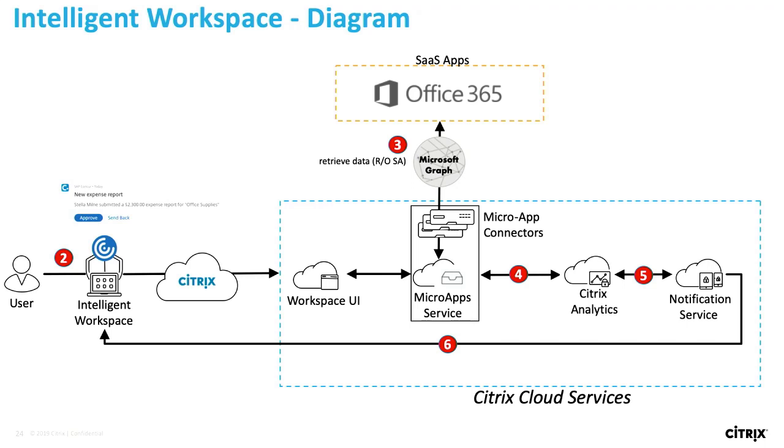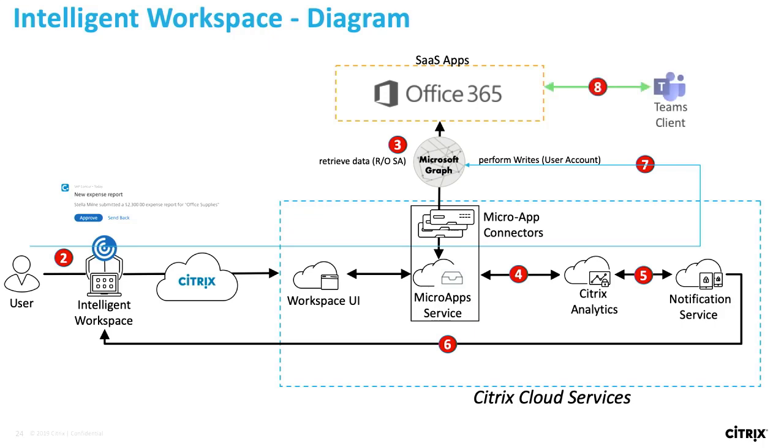The user now is displayed a card regarding an expense report. And the user now wants to send this information to Teams. He wants to send the expense report to a channel he's a member of in Microsoft Teams. So he's going to select that option in the Workspace UI. The information now flows back to Citrix Cloud, makes it back to Microsoft Graph, and from there, it makes it up to Microsoft Teams.